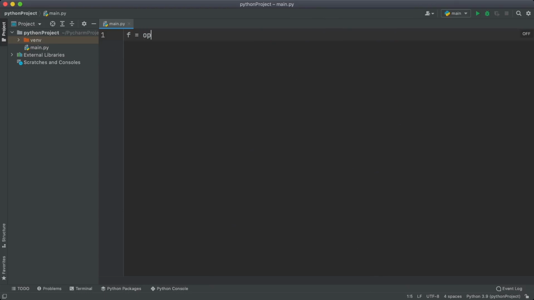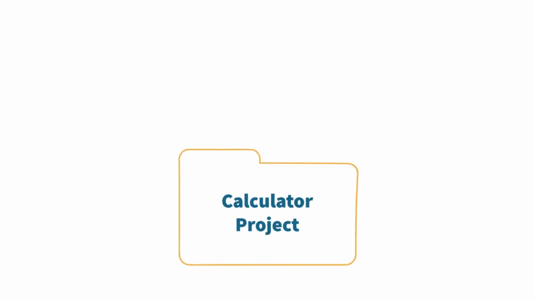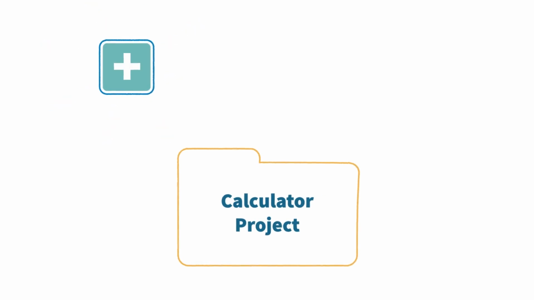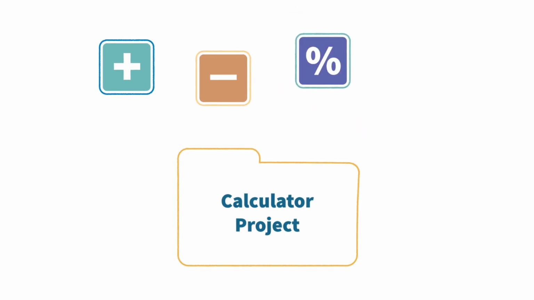Let's start by using the open function. It's the same function we used when we discussed files. This time, however, our file name will be saved as .py instead of .txt. Let's say we created a calculator app. The file for our calculator program should include the arithmetic operators that we've learned about. So, we have addition and subtraction and the modulo and floor division operators.